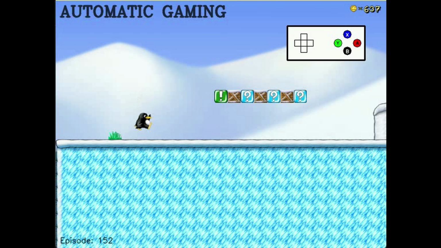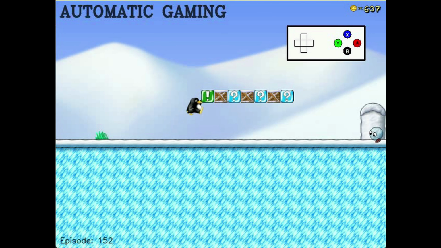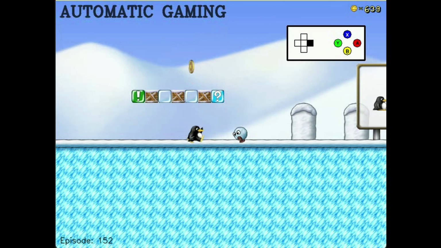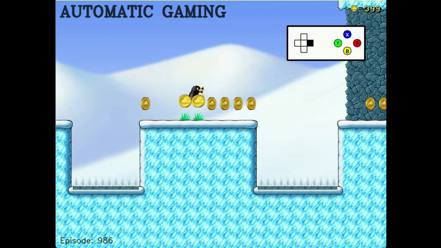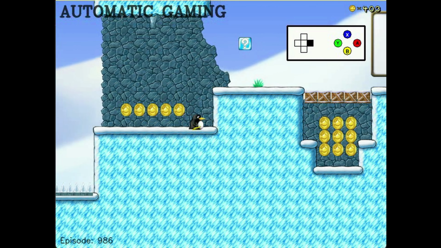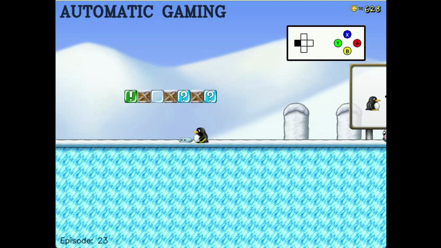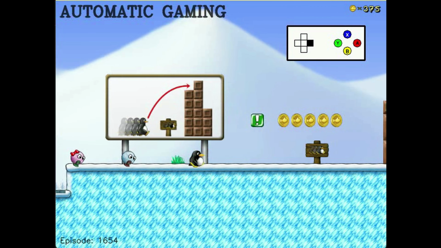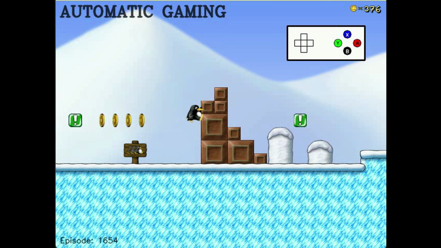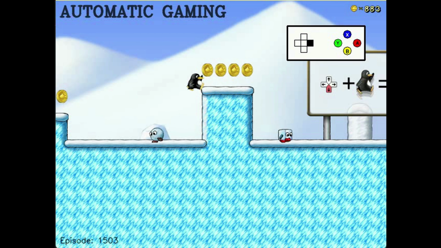Hi, this is Automatic Gaming, and today I will show you an artificial intelligence which plays SuperTux. The artificial intelligence is hereby represented by a neural network, which has learned this all by itself and didn't rely on information from a playing human. But let's start from the beginning.